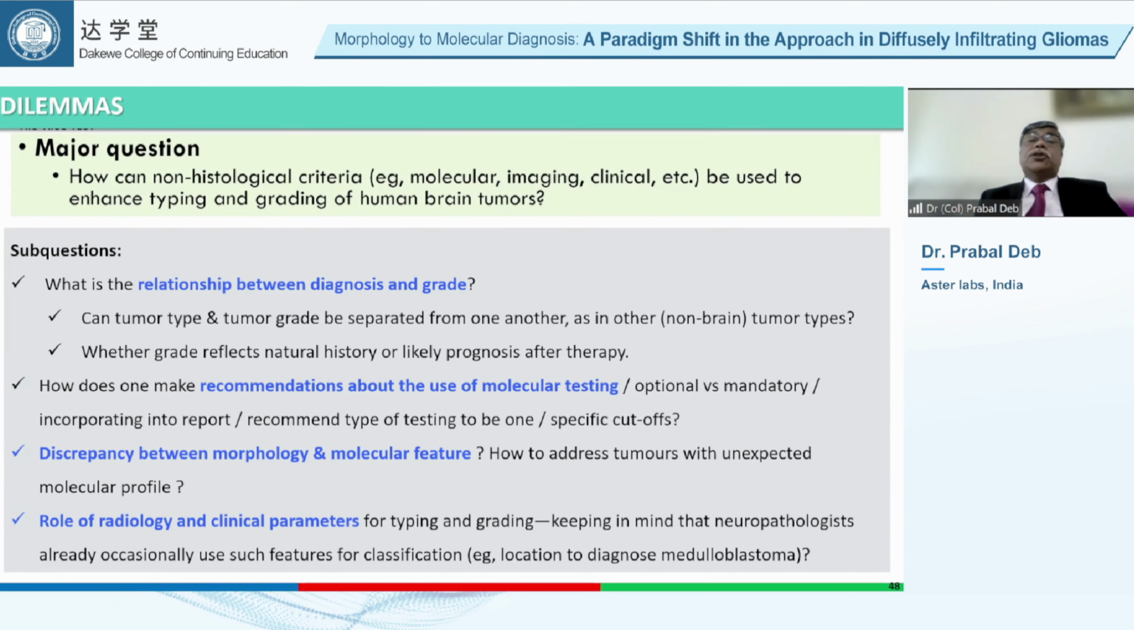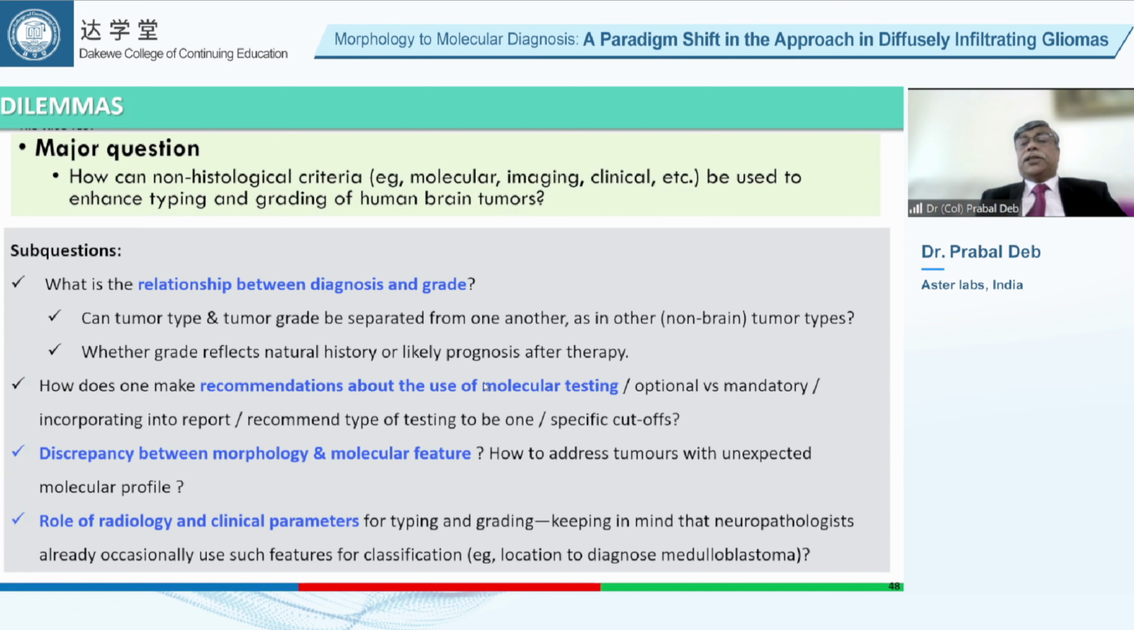How can various non-histological criteria like molecular, imaging, and clinical be used to enhance the typing and grading of brain tumors? What is the relationship between diagnosis and grade? Like what I showed you, the morphology might be that of glioblastoma, but patients are surviving 10 years, 15 years. Is there something that we are missing?